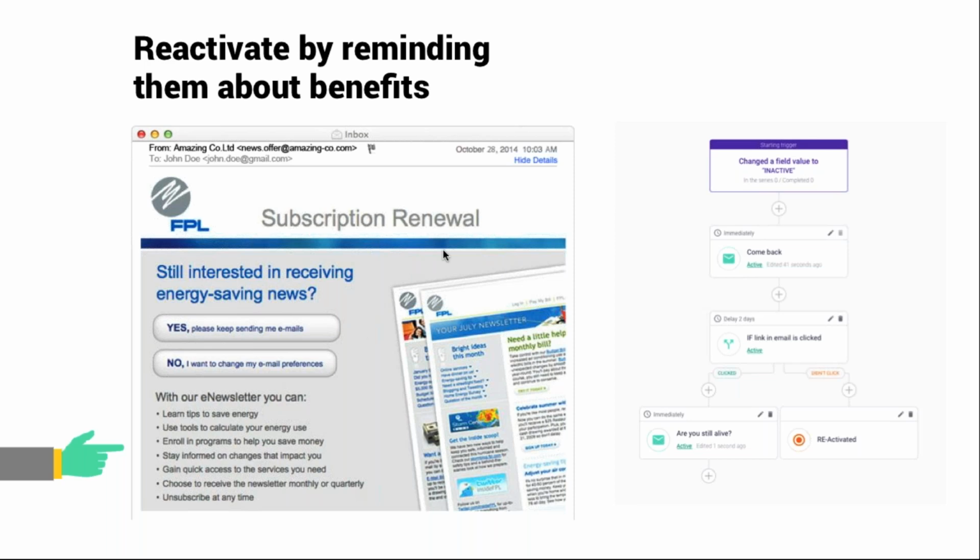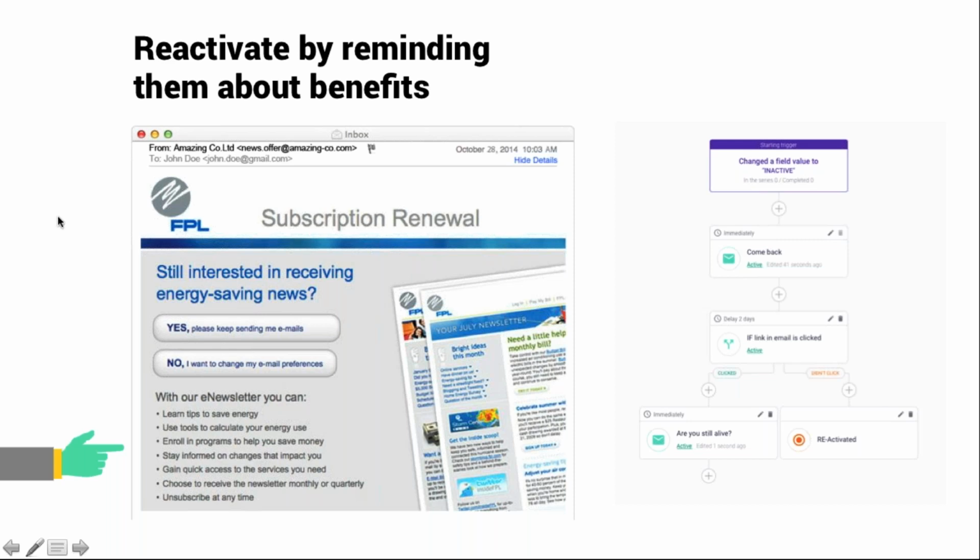What you can do is set up a flow which is triggered on the field value of inactive, and you can use your own criteria, like login date. He hasn't logged in for 3 months. He hasn't opened your emails for 5 months or 3 months. So as soon as that field value changes to inactive, you can send them an email, come back.